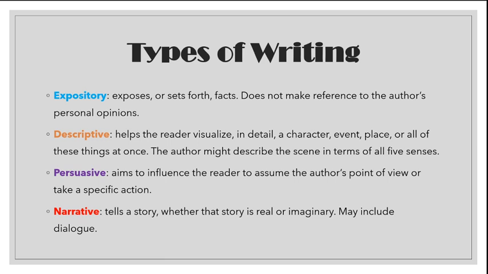Then we have descriptive writing, which helps the reader visualize in detail a character, event, place, or all of these things at once. The author might describe the scene in terms of all 5 senses. So like we've talked about before, how does it look? How does it smell, feel, taste? You're trying to paint a picture so that the reader can really visualize it. So you're going to put a lot of imagery in there.